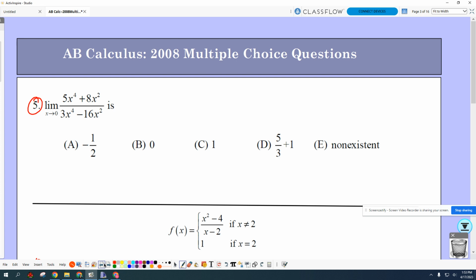So this is chapter 2. There's a couple of things we could have done. Morgan, what are you suggesting we maybe do? We factor out the x squared, right? Okay, if I factor out x squared out of the top and bottom, what's left up top? 5x squared plus 8. And on the bottom? 3x squared minus 16. Okay, so x squared over x squared goes away. Landon, can I plug in the 0 now? Yeah, you can. And what do I get? 1/2 or negative 1/2.